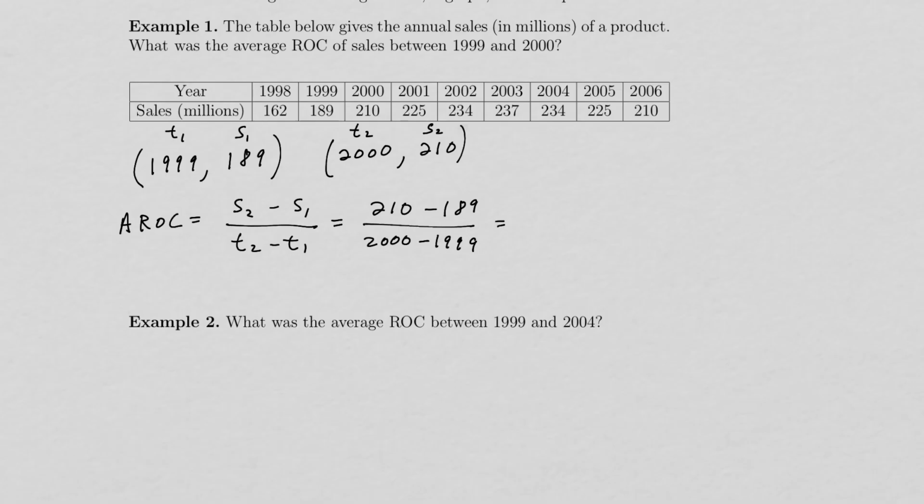So 210 minus 189 is 21, and then 2000 minus 1999 is just 1. So this is equal to 21. And then what are the units? Remember, the numerator is millions of sales, divided by the denominator, which is years. So it's 21 million sales per year.